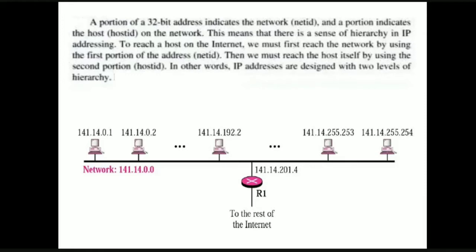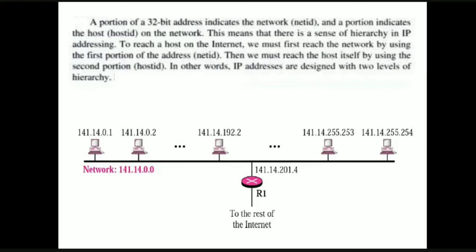If you see on the screen, the router R1 is connected to the internal network and to the rest of the internet. When the packets come from the rest of the internet to R1, R1 first of all identifies the network. On the left, the network address is 141.14.0.0. This IP address consists of a first part, the network ID, and a second part, the host ID. So first of all, it identifies which network it is. After identifying the network, only then does it forward the packets to the host connected to this network.